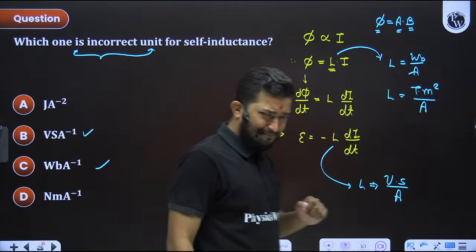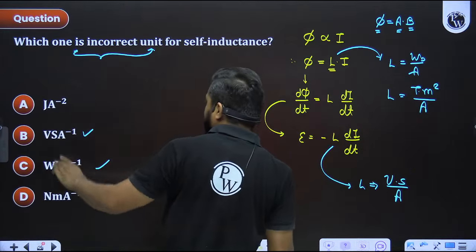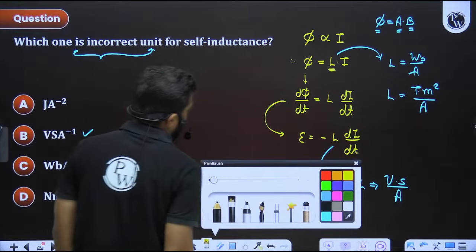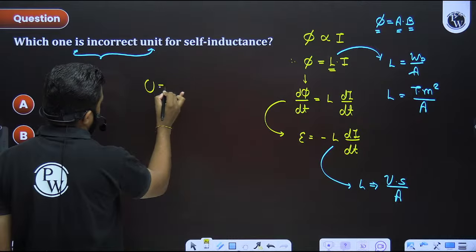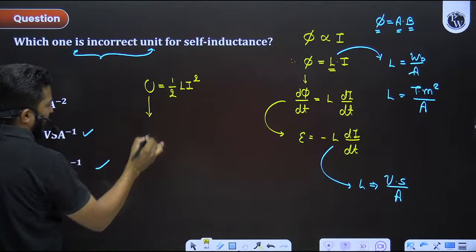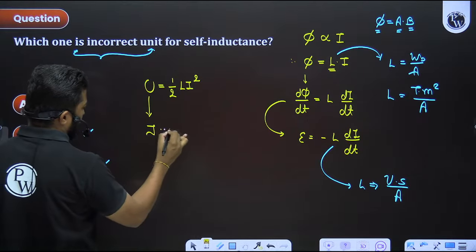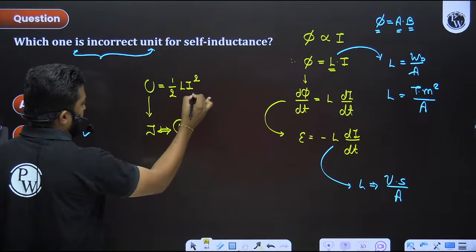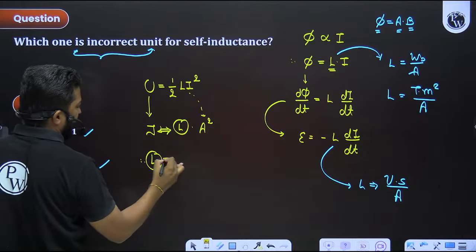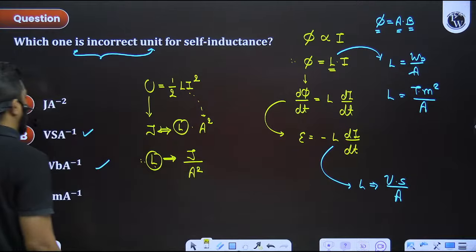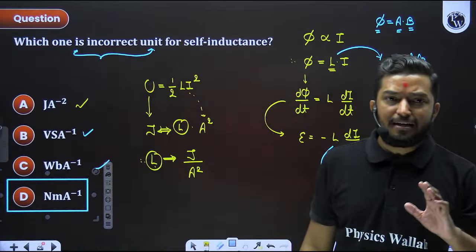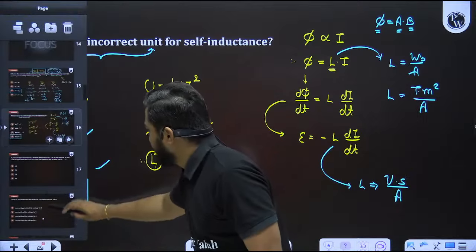Both are correct, but still there is something remaining. One confusion is between joule upon ampere square and Newton meter upon ampere. There is one more equation, for the energy stored in the inductor: U is equal to 1/2 Li square, which makes the process easy. For the energy the unit is joule, and for the current the unit is ampere, but the current is squared, so ampere square. So L has another unit of joule upon ampere square. So option A is also correct, and finally I can say option D is the incorrect answer. Done, easy question. Let's continue to the next question.